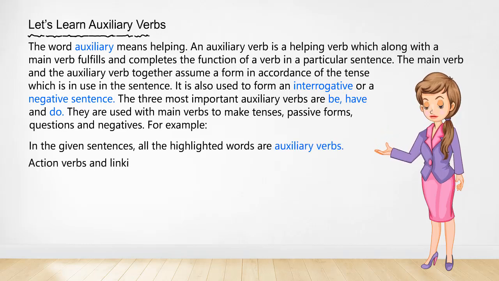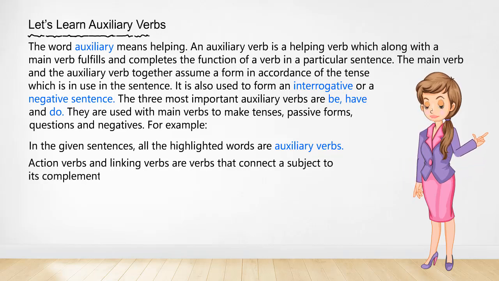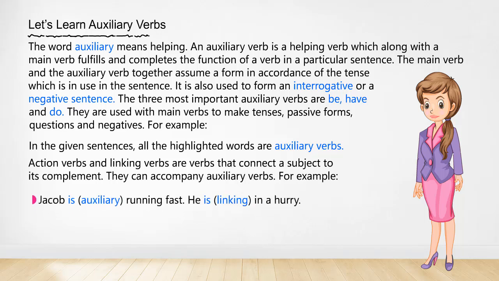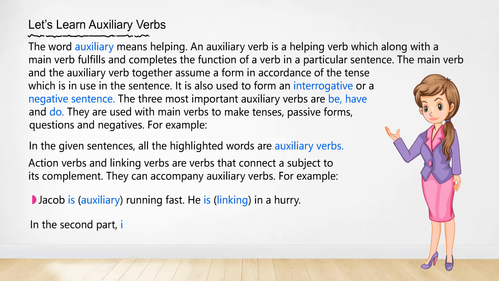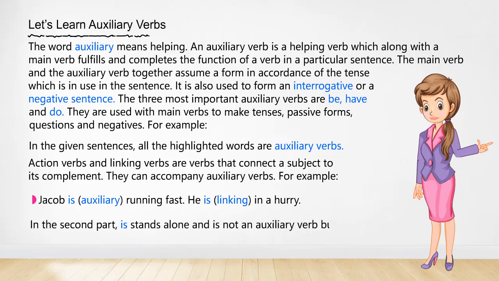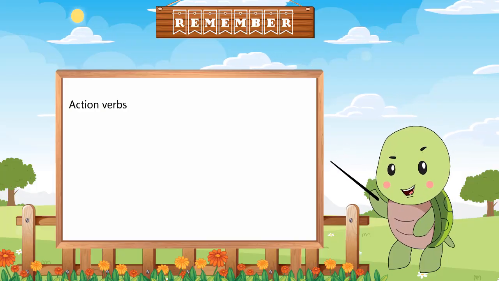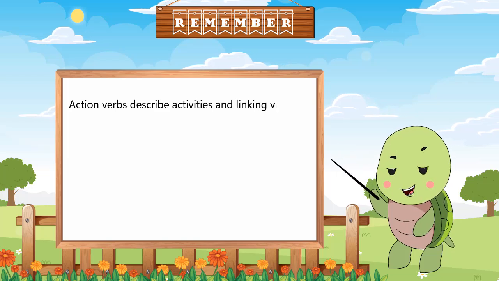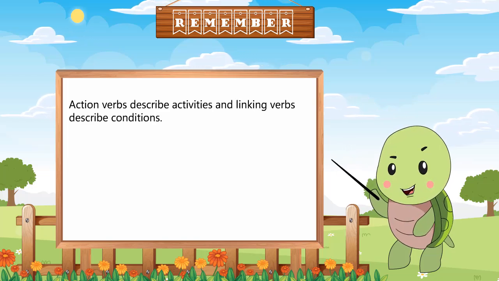Action verbs and linking verbs are verbs that connect a subject to its complement. They can accompany auxiliary verbs. For example, Jacob is running fast. He is in a hurry. In the second part, is stands alone and is not an auxiliary verb but a main verb. Remember, action verbs describe activities and linking verbs describe conditions.